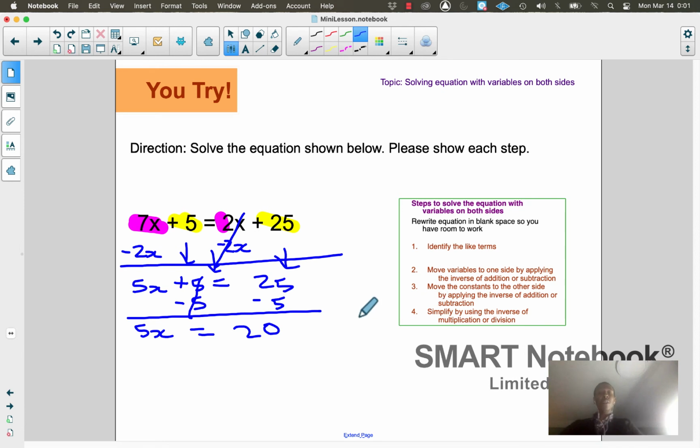So now we're on to our last step. What is the operation for 5x? Multiplication. What is the inverse? Very good. So we're going to divide by 5. Very good. Left with x is equal to 4.